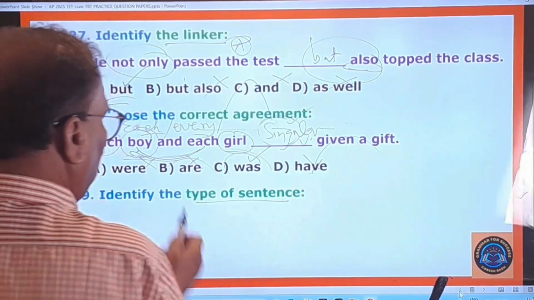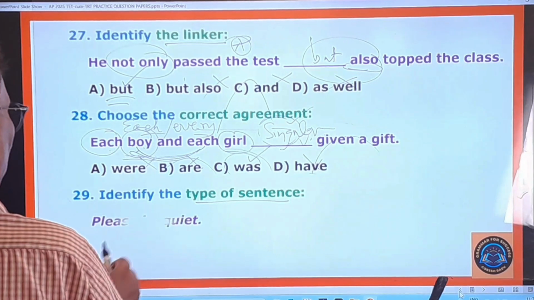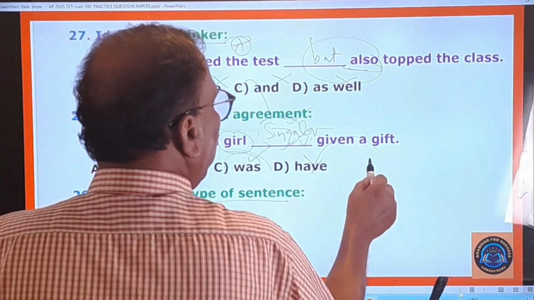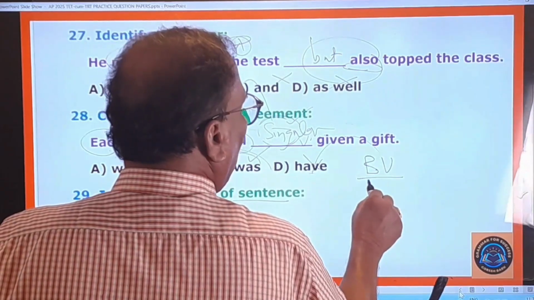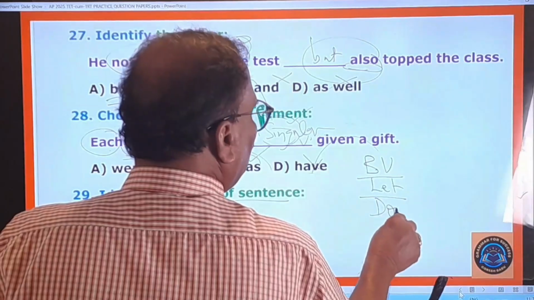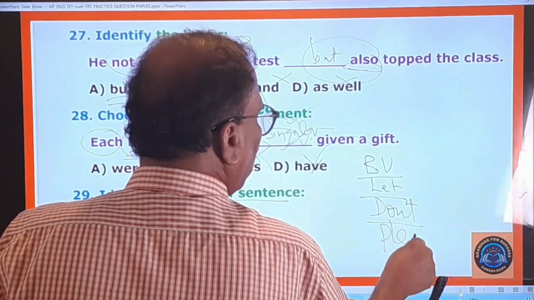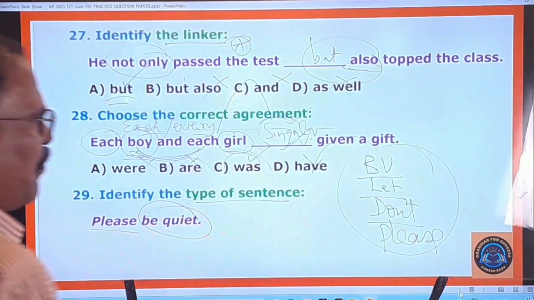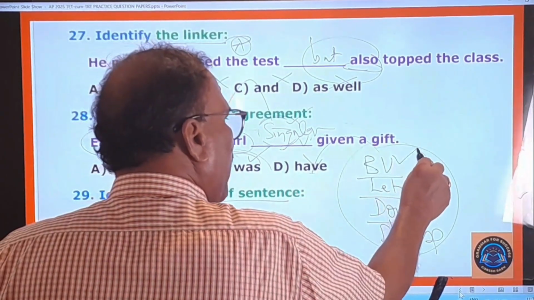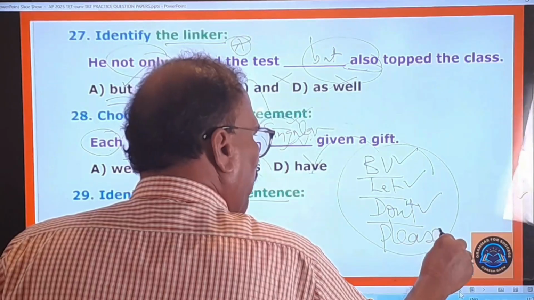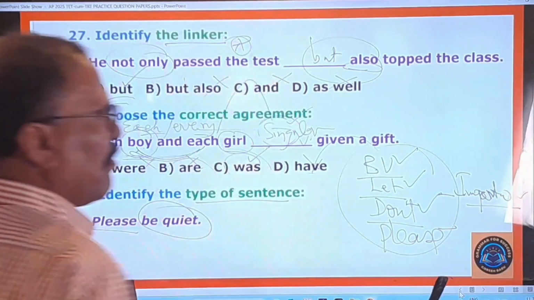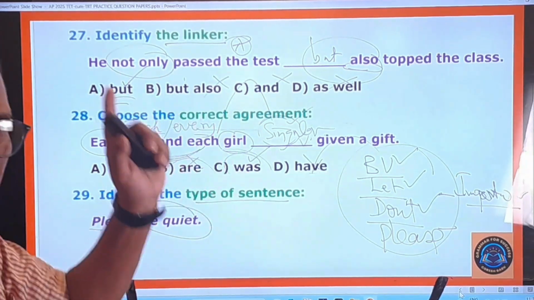Identify the type of sentence. What is that sentence? Please be quiet. Remember, any sentence that begins with a base form verb, any sentence that begins with let or don't or please, keep these four things in your mind. Any sentence that begins with a base form verb or let or don't or please is what? An imperative sentence. బండ గుర్తు వీటితో బిగిన్ అయింది చచ్చినట్టుగా ఇంపరేటివ్.